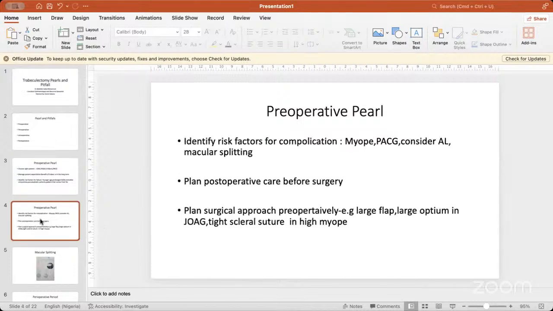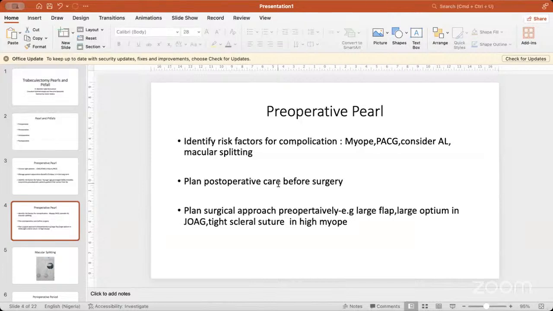It's also good to identify risk factors for complications. There's a typo here: to identify risk factors for complications. If the patient is a high myope, or a patient with primary angle closure glaucoma, it's good to consider axial length. Sometimes I ask for axial length, because I may not be able to do refraction, but sometimes it's good to ask for axial length.